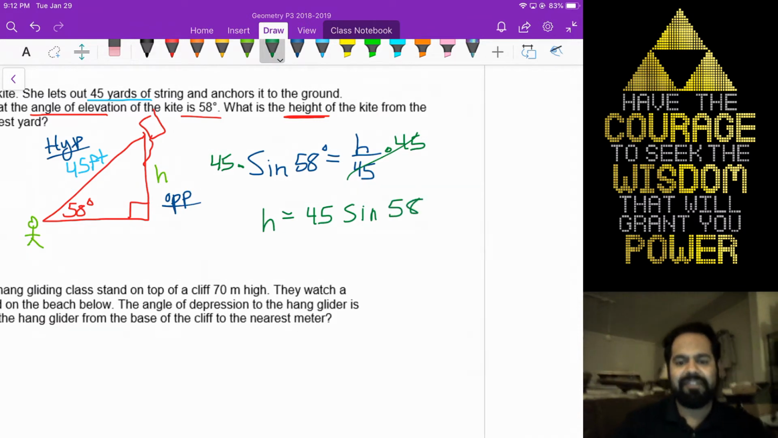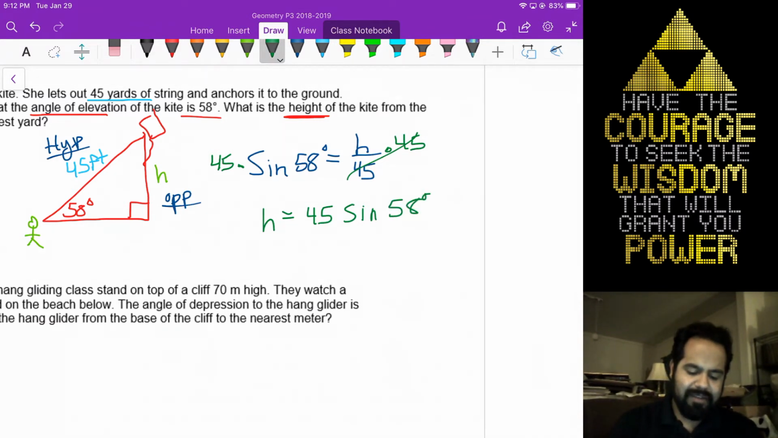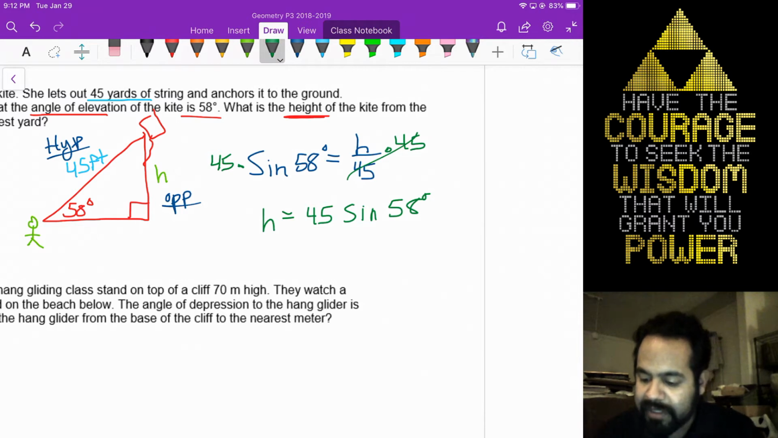Oh yay, the webcam works now. Alright, so I don't have my calculator in front of me, but I know for a fact that that's going to be probably close to 30 some odd plus some change. I'm going to pull it up on my beautiful phone calculator here. 45 sine of 58. I am in degree mode, not radians. So yeah, we're going to have 38.162.